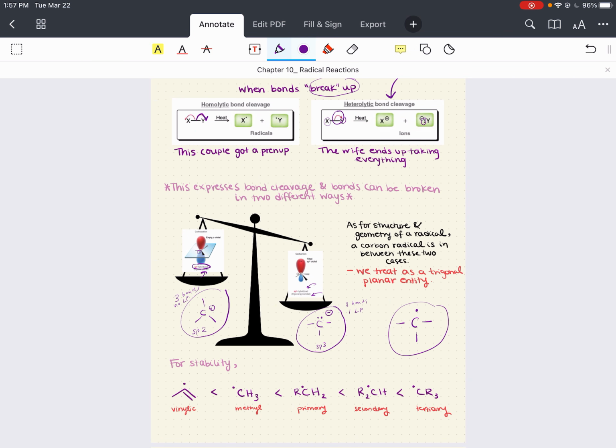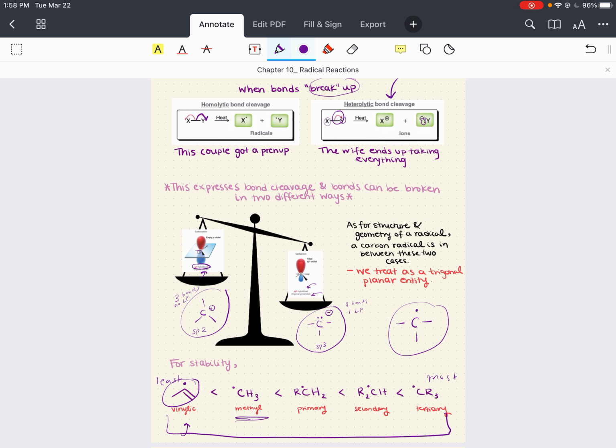Now, the order of stability for carbon radicals follows this hierarchy right here. Now, this is very important to keep in mind. All right, from least stable to most stable, with this end being least stable, this end being most stable, we start off with the vinylic position. Whenever you have a radical at the vinylic position, that means at the location of the double bond, as you see here, this is going to be the least stable form of a carbon radical.